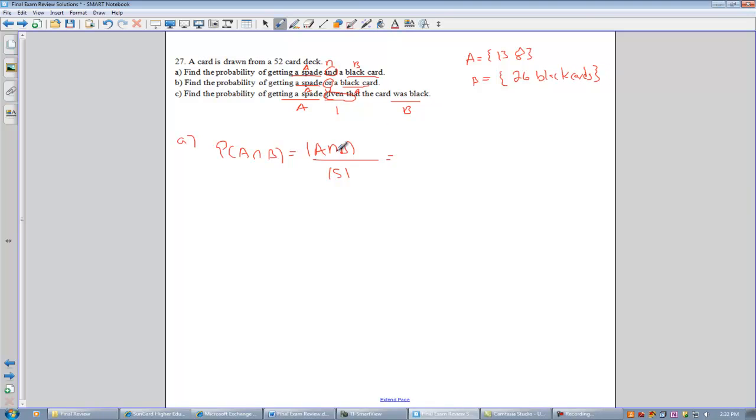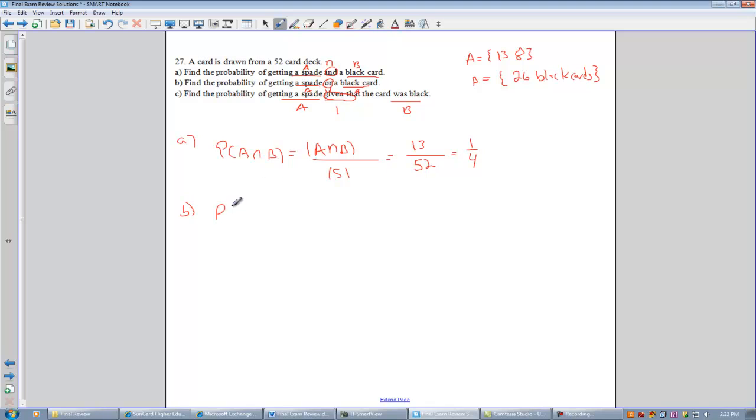And if you think of A intersect B, the number of things in the set of A intersect B, these are the number of spades that are also black. Well, all the spades are black, so the number of things in A intersect B is 13, all the spades, divided by 52. And so that's equal to 1/4. Right, so you have 1/4 of a chance of drawing a spade and a black card.